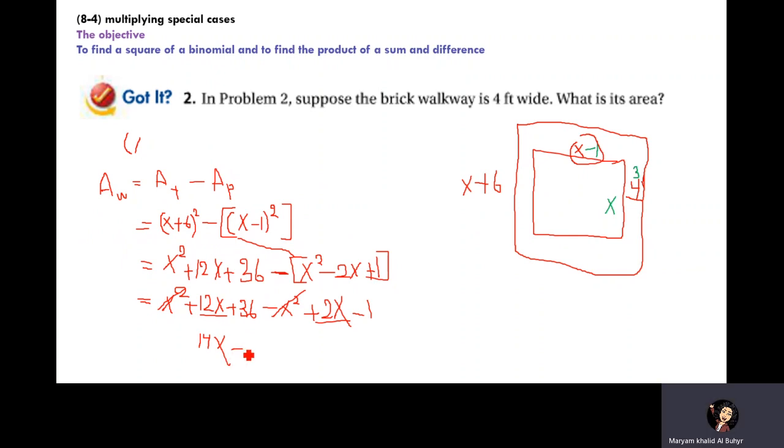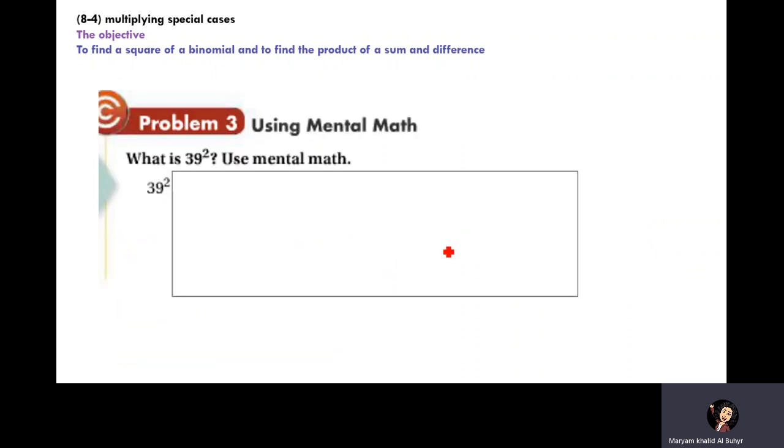We have also 36 minus 1, that will be 35. So that's for this problem. I feel there is something in this problem. I'm going to return back to this problem, but I'm going to continue the rest of the lesson.